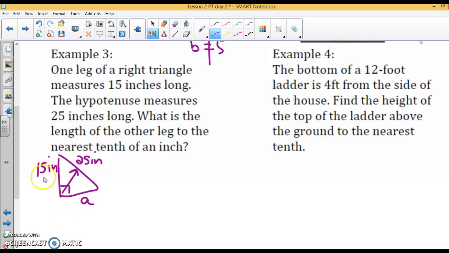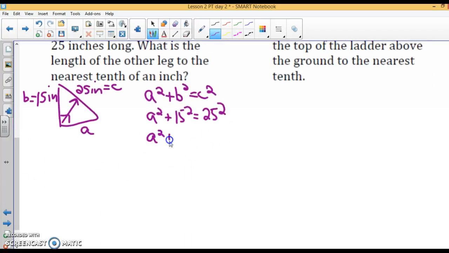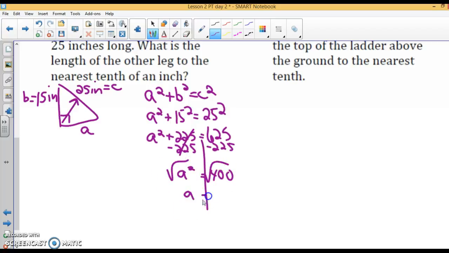I'm going to call this a, this b. This has to be c. Again, make sure your hypotenuse is in the c spot. So, a squared plus b squared equals c squared. So let's see. We don't know what a is. b is 15. c is 25. So, a squared plus 225 equals 25 squared, which is 625. Subtract 225 from both sides, and I get a squared is 400. And last but not least, take the square root. So a is 20, and it'll be 20 inches.